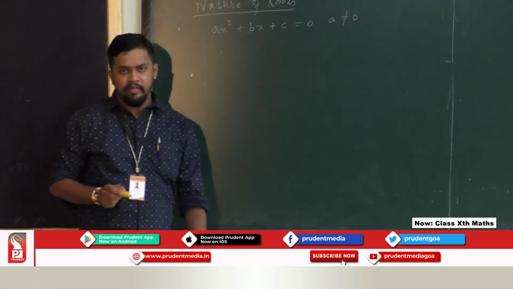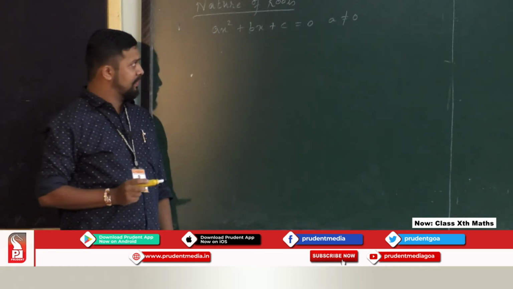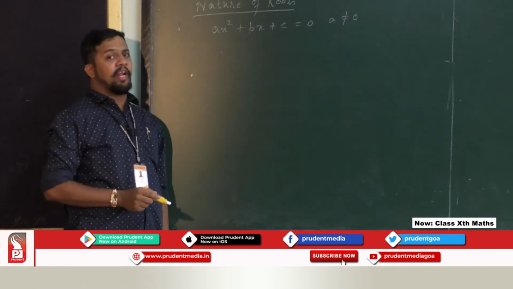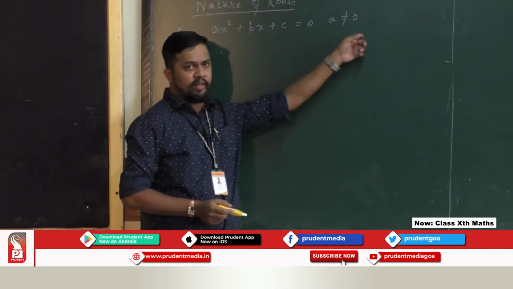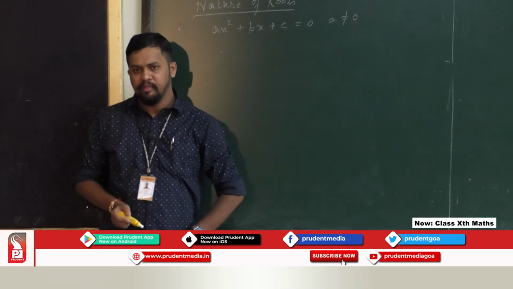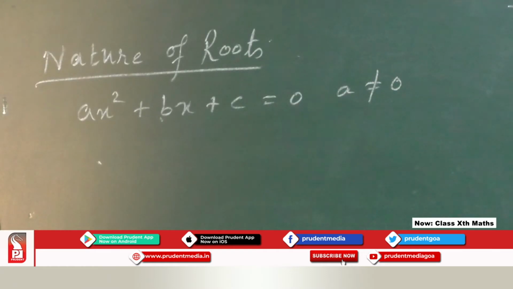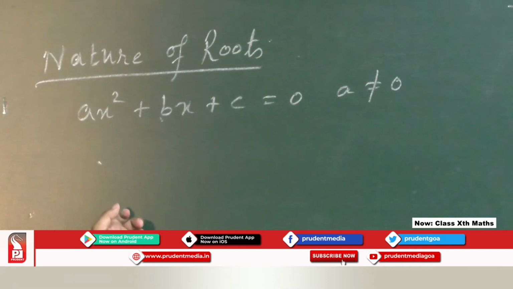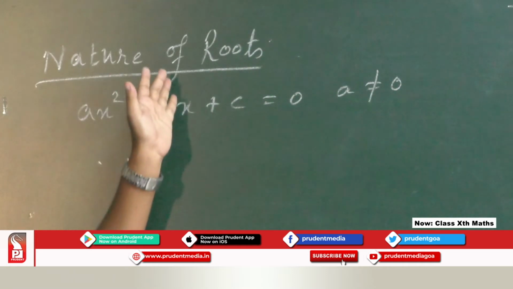This is again my general equation or standard form, ax square plus bx plus c equal to 0. A, b, c are real numbers, a not equal to 0. Now, this is a quadratic equation. This quadratic equation has a total of 3 natures I can tell you. That is the topic we are learning, nature of the roots.